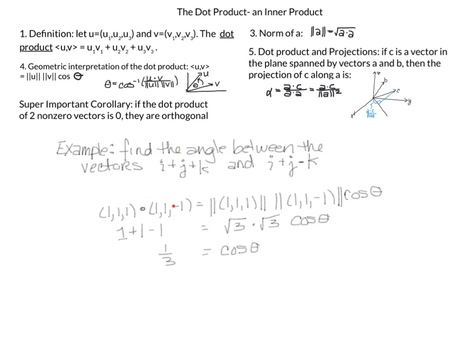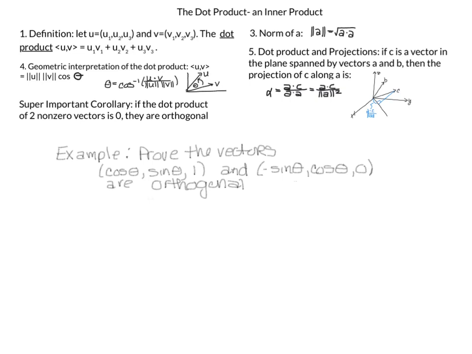So this dot product is 1 times 1, which is 1, plus 1 times 1, which is 1, plus 1 times negative 1, which is minus 1, and that's equal to the length product. The length of this is square root of 3 times square root of 3. I've taken this calculation for the length off to the side just as an example. So I have 1 equals 3 cosine of theta, which means the cosine of theta is equal to 1 over 3. Plugging that into the calculator, theta is 1.23 radians, approximately 71 degrees.